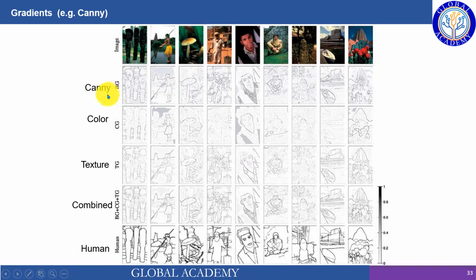Here is Canny versus human. Boundaries are detected based on Canny, and then colors, then texture, and combining Canny, color and texture we got these images. The human perception of detecting boundaries is still better than this, though this combined boundary detection is very good, and we can use this concept in computer vision, object recognition, autonomous recognition of objects like faces and so on.